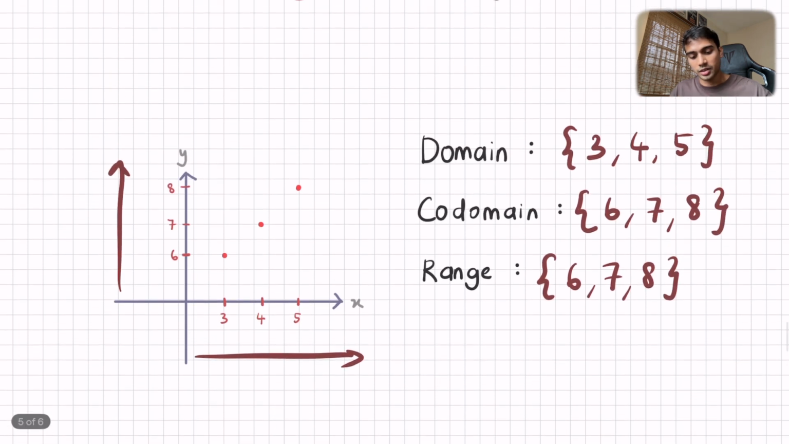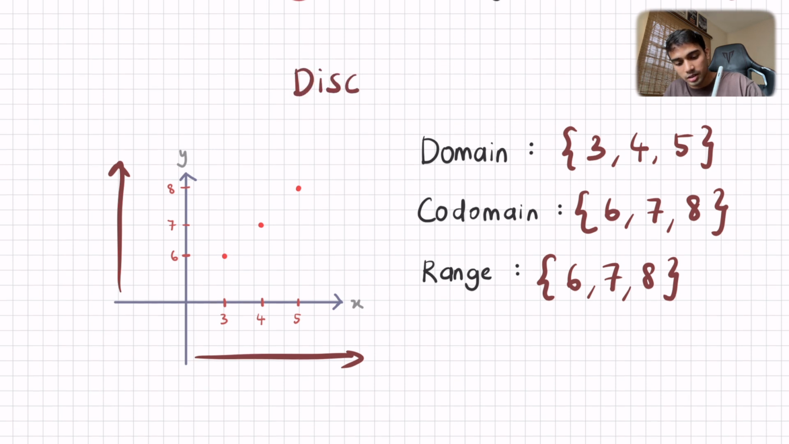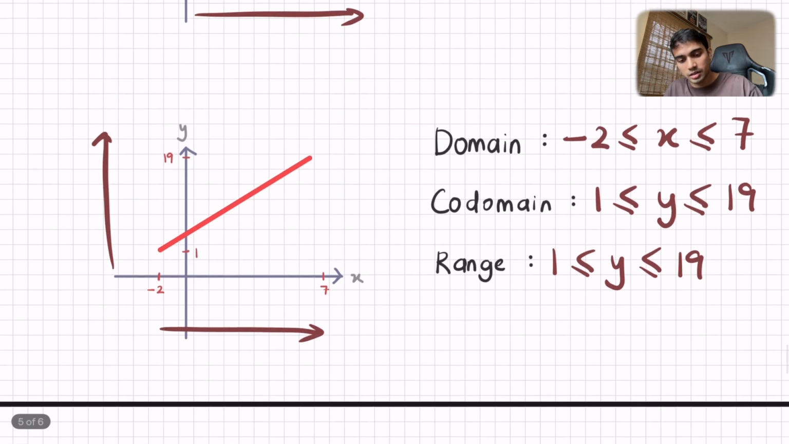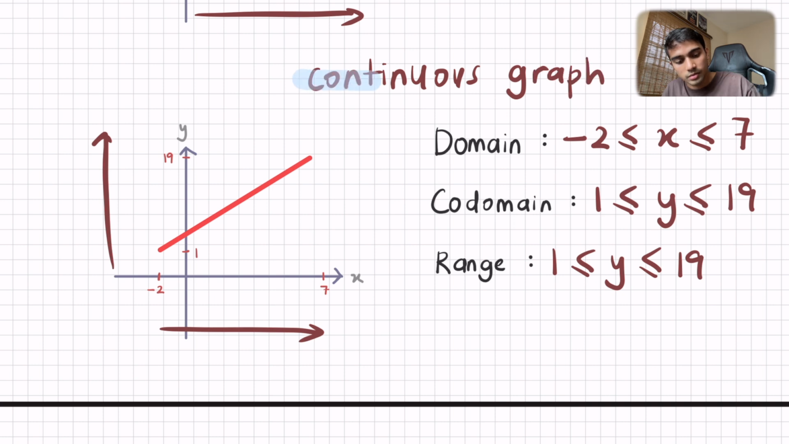Okay, so what is the difference between these two graphs? This graph is called the discrete graph since it takes discrete values. The numbers are all discrete. Here, since the values are all continuous, that means it takes -2, -1.9, -1.8. It's a continuous graph. So we call this a continuous graph.